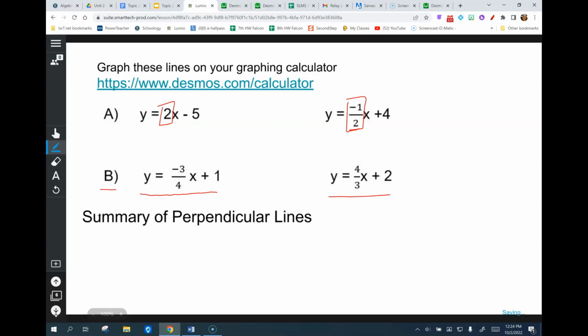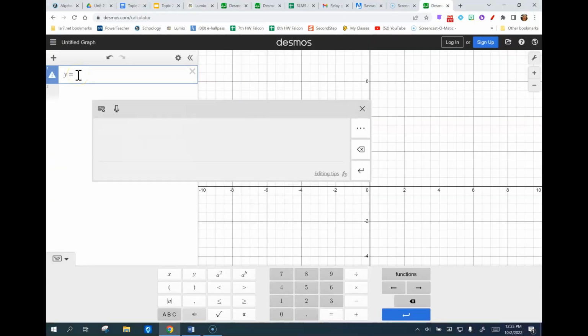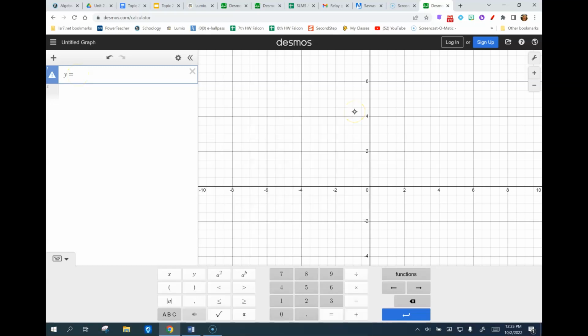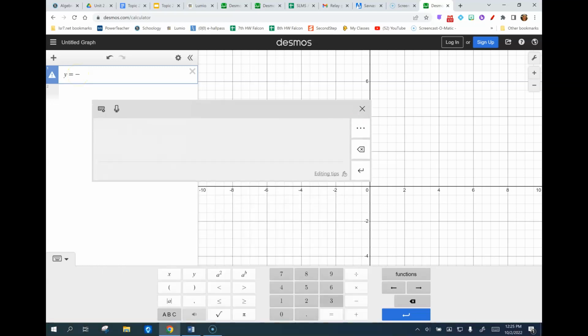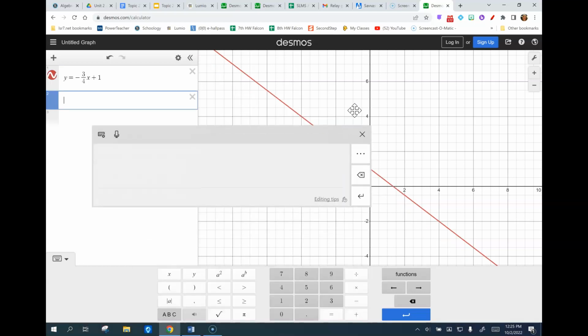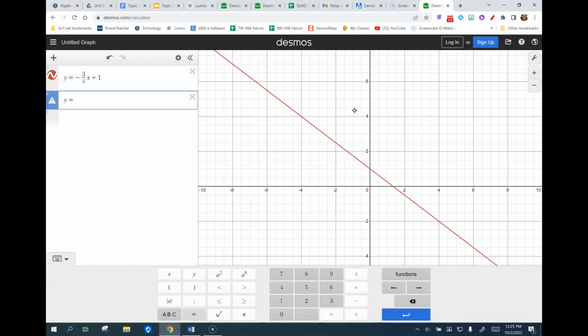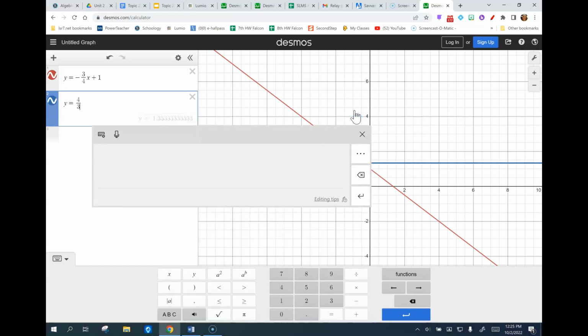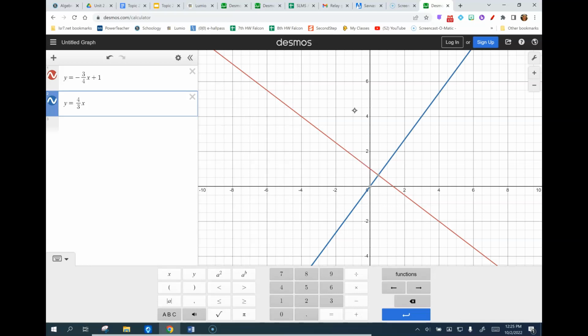Write those down. So now we're going to write down our equation y equals negative, so minus 3 divided by 4. Move your cursor off to the side. X plus 1. There's a nice little red line. And now we're going to have y equals 4/3, so 4 divided by 3, x. And look what happens. I don't even have to put in the rest of it.